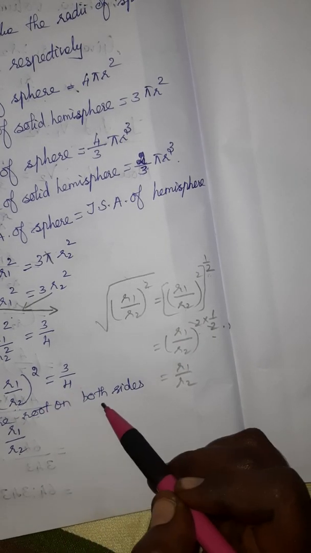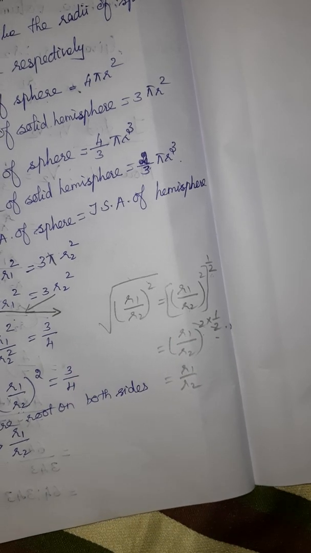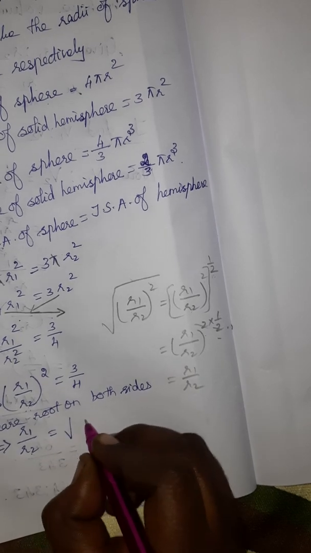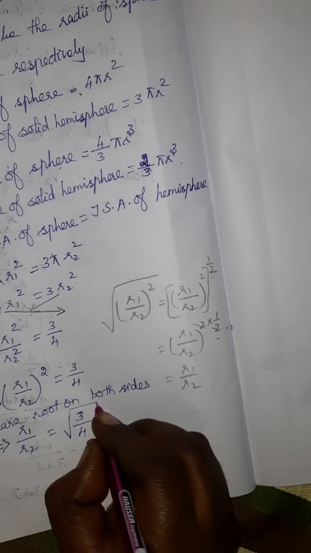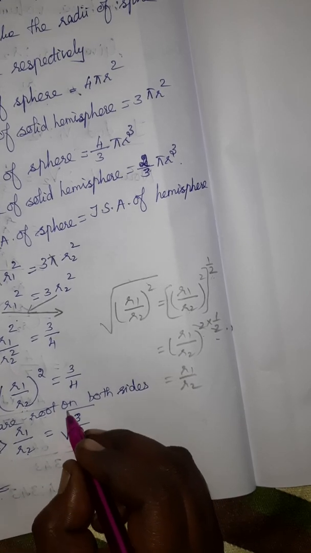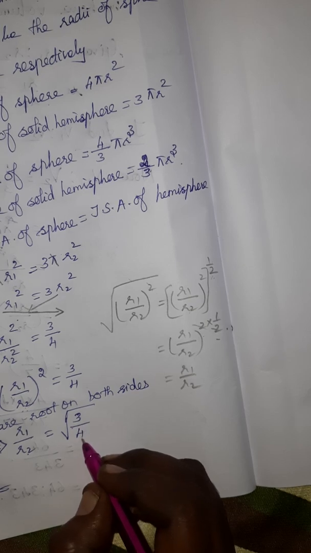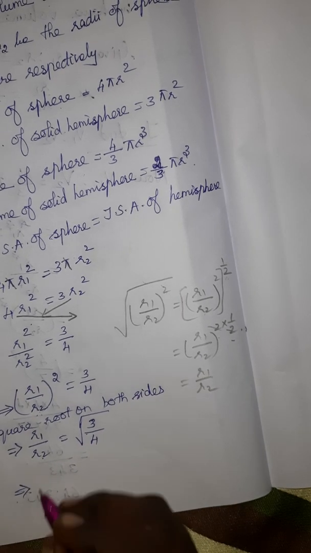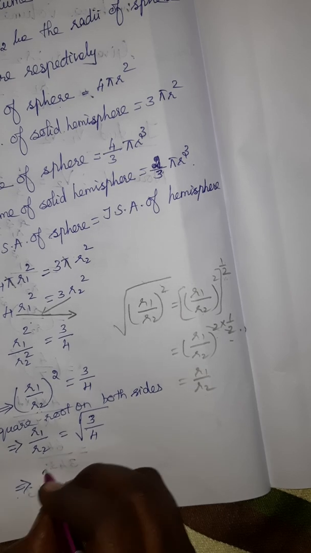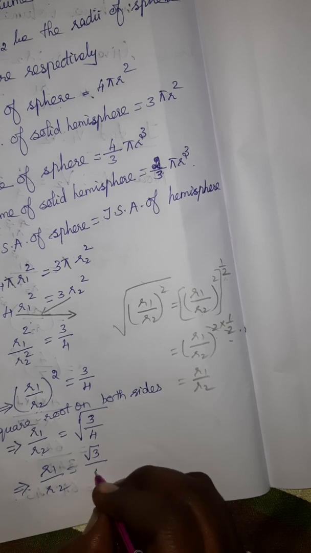Like the same, you are taking the square root on both the sides. So the right side you have square root of 3 by 4. Now here, 3 is a prime number, you cannot reduce it inside the square root, but 4 is a perfect square number. So we can write the square root of 4 as 2. Are you clear? Which implies r1 by r2 is equal to square root of 3 divided by 2.